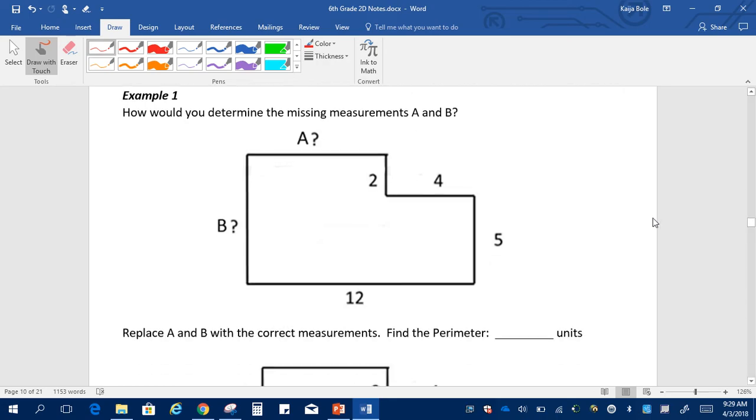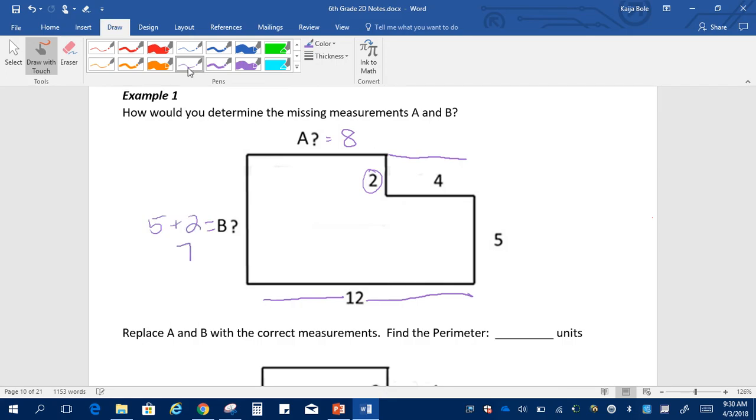Okay, so first we've got some missing measurements here that we need to find. So for part A here, we're looking at this side. We know the whole bottom down here is 12. If we look up top, we know this much up here would be 4, so that means this part has to be 8. Alright, if we look at part B, we have 5 on the right hand side, plus another 2 up here, so that means this has to equal 7, so this would be 5 plus 2, which is 7.